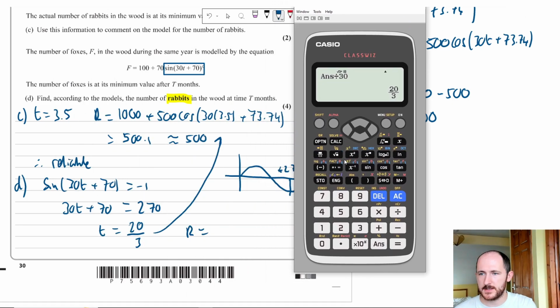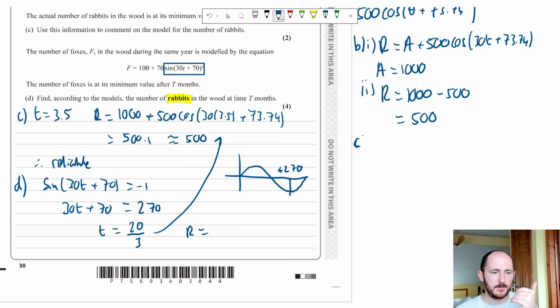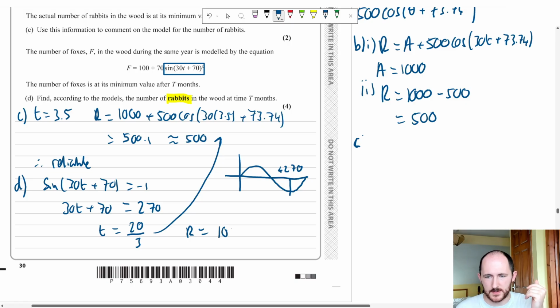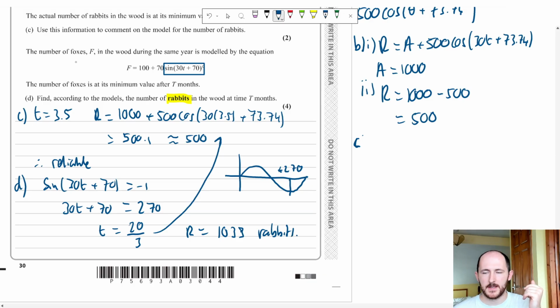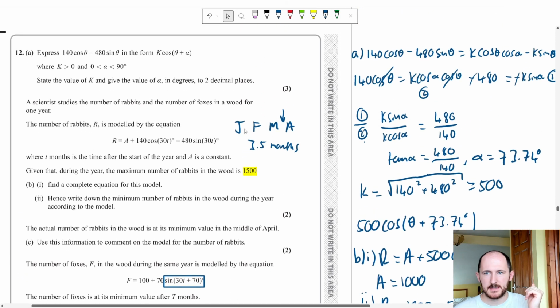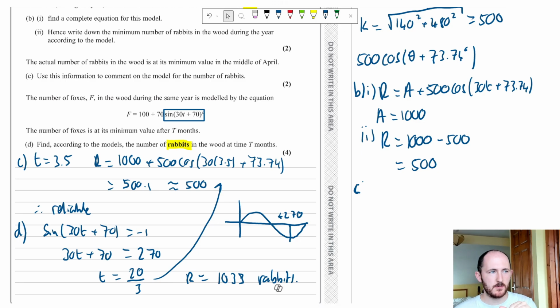So we have 1,000 plus 500 cos 30 times answer plus 73.74, close bracket. I get 1032.6. So you can round that up or down if you'd like, but I think rounding up makes a little more sense. And there you go. Not bad. Again, plenty of places to make small mistakes, but if you take it slow and you really think through it, you should be relatively okay.